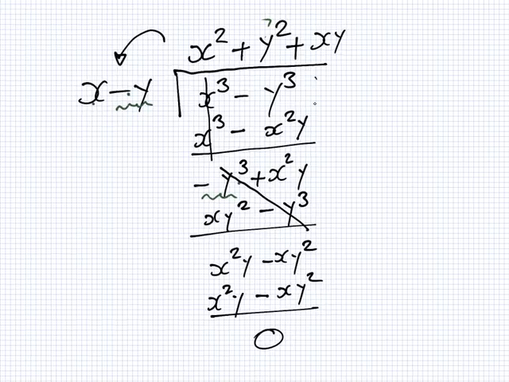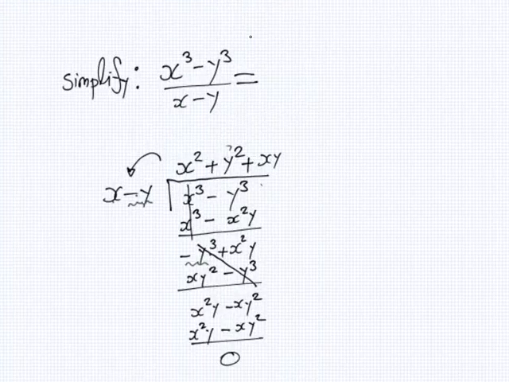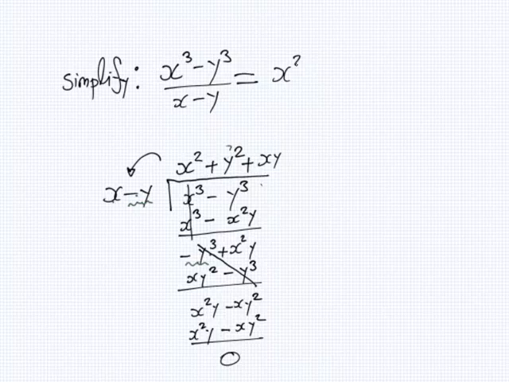So the answer is x squared plus xy plus y squared. Yeah. Is it okay if I do like this? Oh, you added in zeros, I see. Yeah. Okay, yeah.